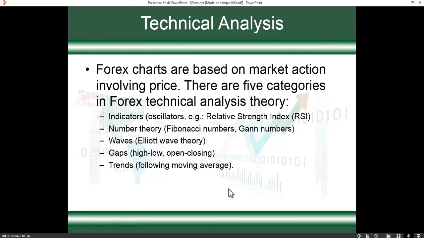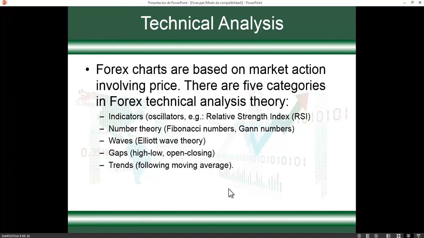Then we have the waves and harmonic patterns of the price. I have dedicated a whole section later on to Elliott wave theory. I want to talk slightly about it now, but later we will get into it and look at exactly what it looks like. Then gaps, which is when there has not been any trade in the market, but the price has moved, so that shows a gap. We will look at that a little bit later anyway.